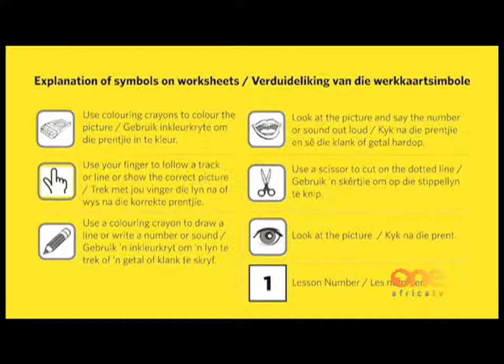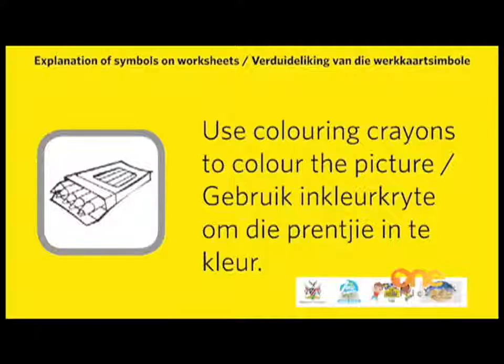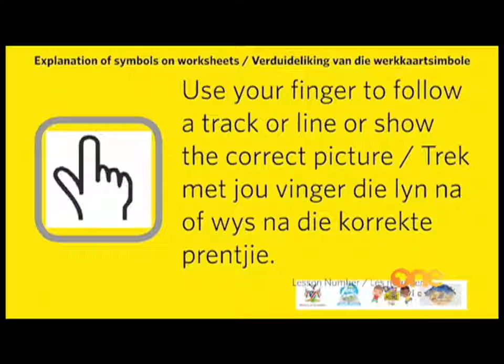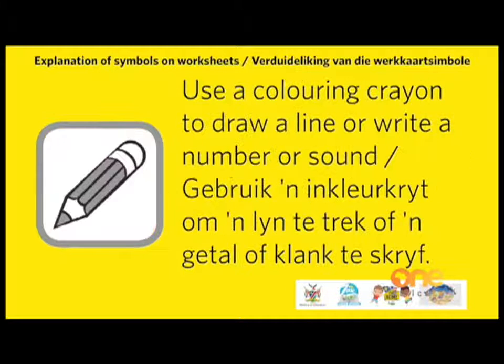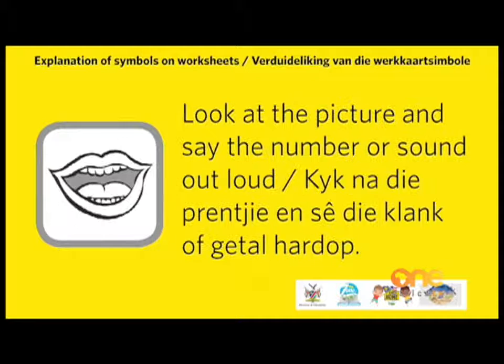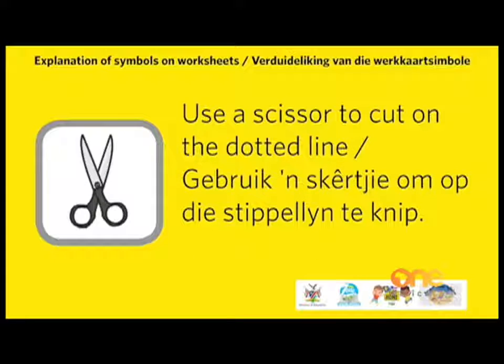Explanation of symbols on worksheets are as follows. Use coloring crayons to color the picture. Use your finger to follow the track or line or show the correct picture. Use a coloring crayon to draw a line or write a number or sound. Look at the picture and say the number or sound out loud. Use a scissors to cut on the dotted line.